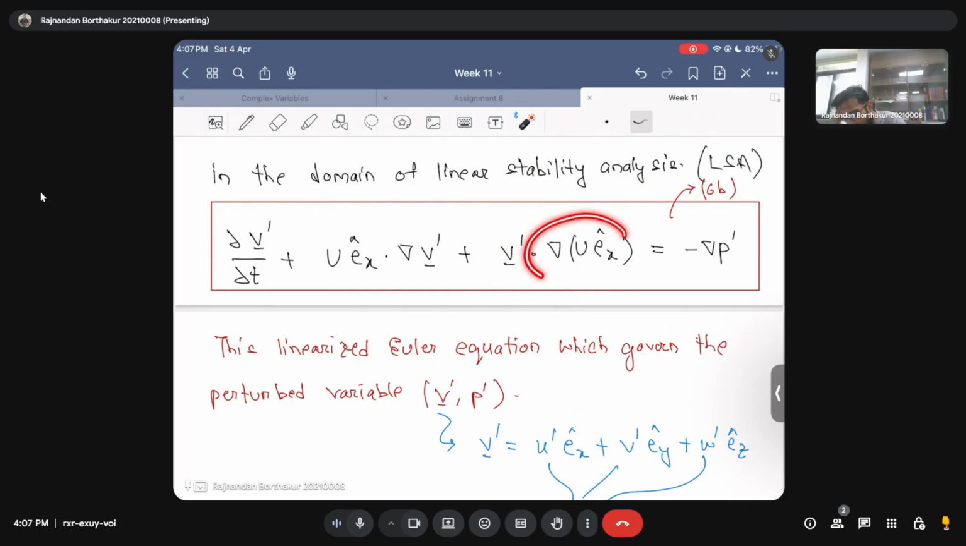But this term will not be there in the y direction, because this is 0 if we look into the y direction, because the direction of the base flow is only in the x direction, which means this term will only be non-zero in the x direction. It will be 0 in the y and z direction.